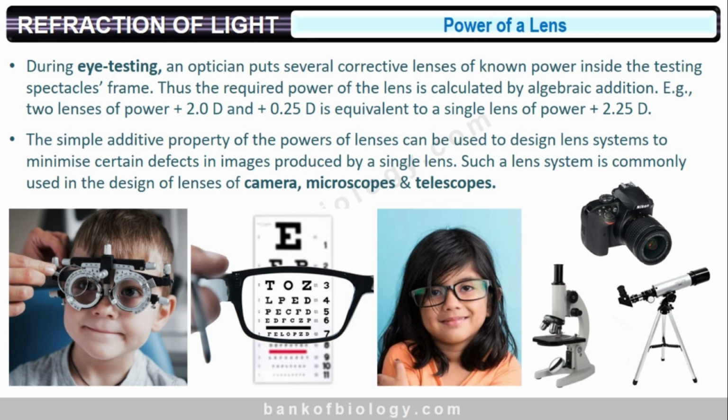The simple additive property of the powers of lenses can be used to design lens systems to minimize certain defects in images produced by lenses. Such lens systems are commonly used in the design of lenses of cameras, microscopes and telescopes.